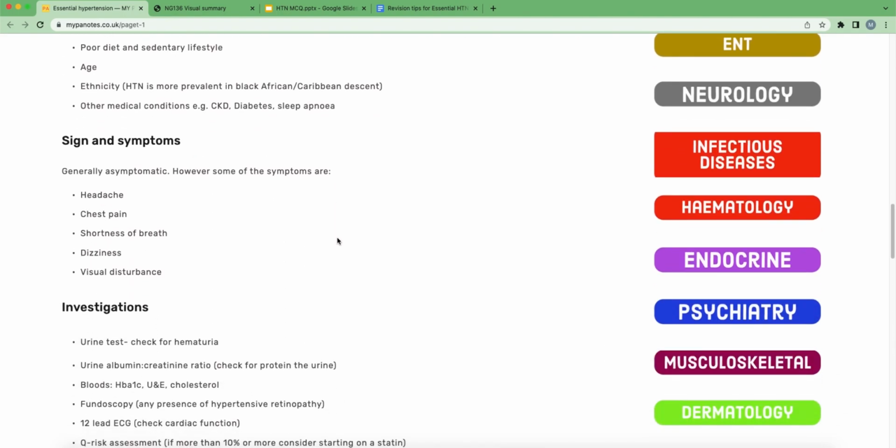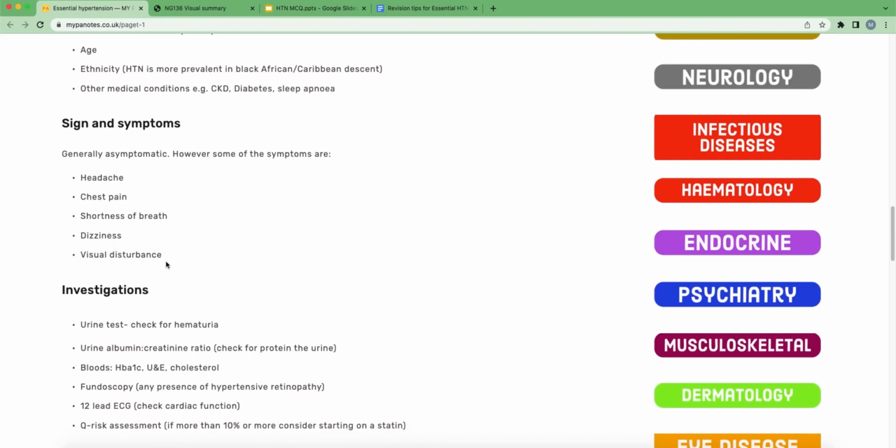All right, so let's move to signs and symptoms. I would say most people are asymptomatic, and that is why it's called the silent killer. However, some of the common symptoms patients tend to present with, when the blood pressure is above 180 really, are headache, chest pain, shortness of breath, visual disturbances, dizziness, and other symptoms. But once you check their blood pressure, you will have an idea.